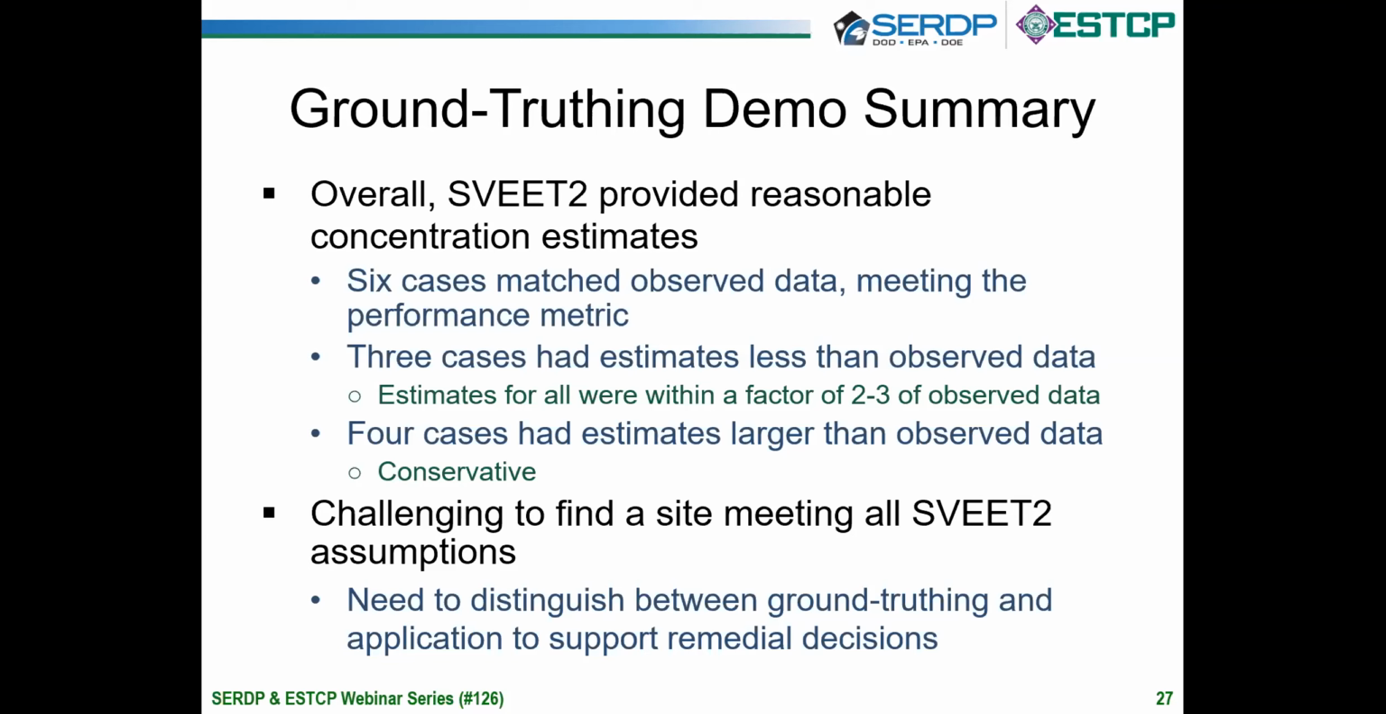I'll note that it was challenging to find sites meeting all the SFEET assumptions, and I'll distinguish between doing a ground truthing, where you're comparing the SFEET estimates to observed data and trying to find the match, do those match, versus when you're trying to make decisions about remedies, right? A little different situation in terms of meeting the assumptions.